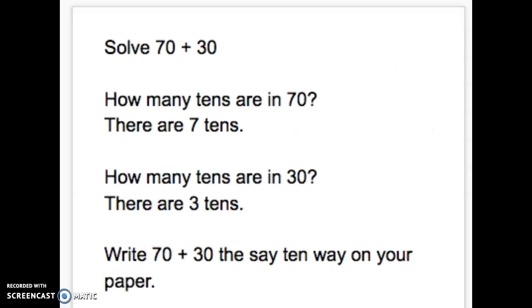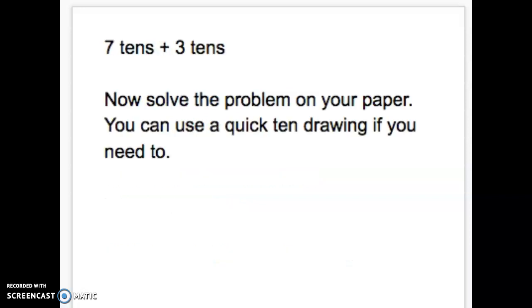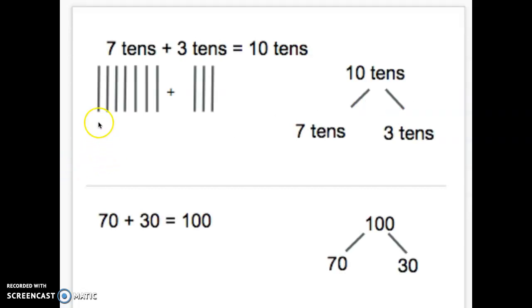Solve 70 plus 30. How many tens are in 70? There are 7 tens. How many tens are in 30? There are 3 tens. On your paper, I want you to write 70 plus 30 the say 10 way. You should have 7 tens plus 3 tens. Now, solve this problem on your paper and you can use a quick 10 drawing to help you. Here's my quick 10 drawing. I have 7 tens plus 3 tens.